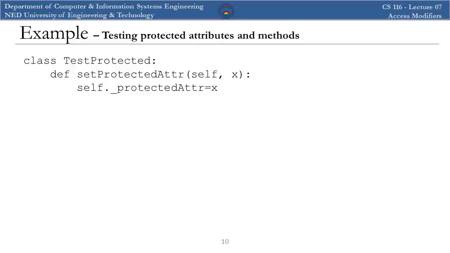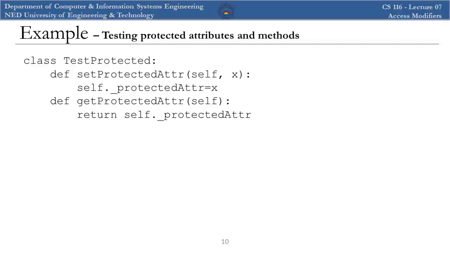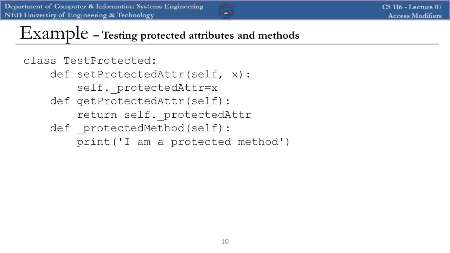So a protected attribute can be accessed within a class. So this statement is perfectly fine. X will be assigned to underscore protected attr. I define a similar getter method here. This will simply return the value of this protected attribute, underscore protected attr. And here is a protected method.